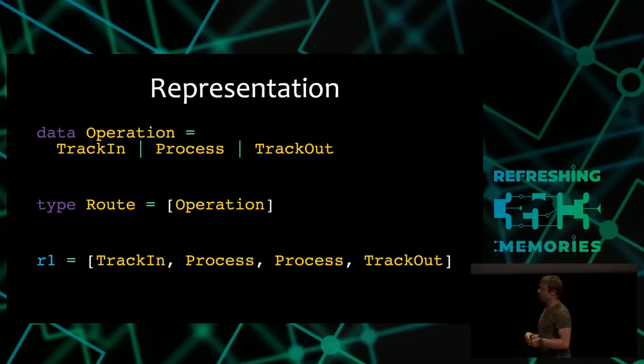Then the next thing is that a route is just a sequence of operations, and these brackets you see there mean list of. So a route is a list of operations. Down here you have an example of a very simple route, route number one, which might be a list of the following operations: you put a wafer into a machine, you process it, and then you take it out again.